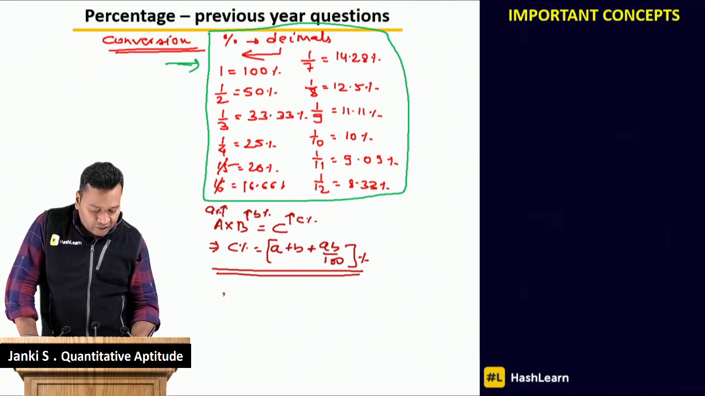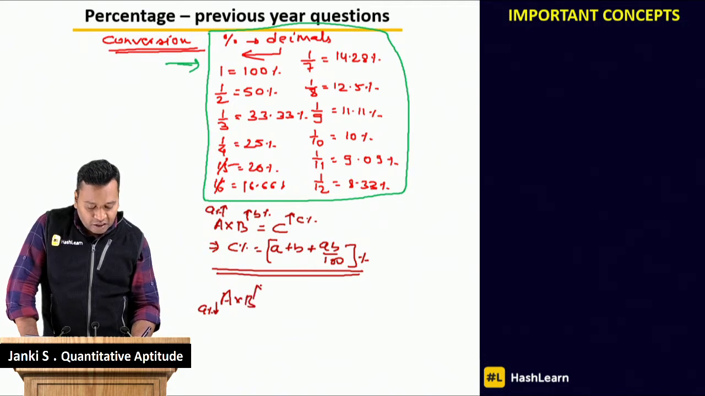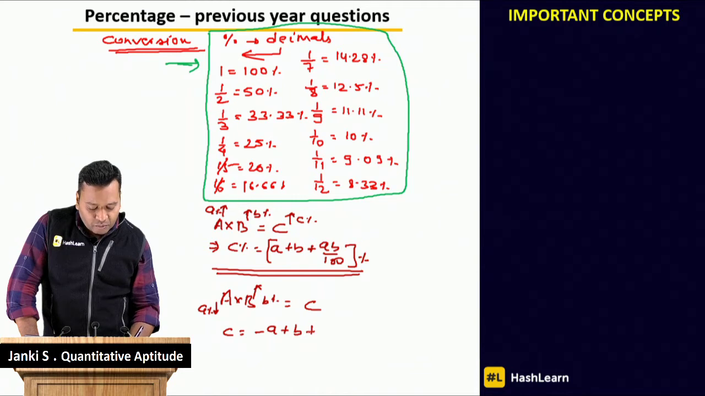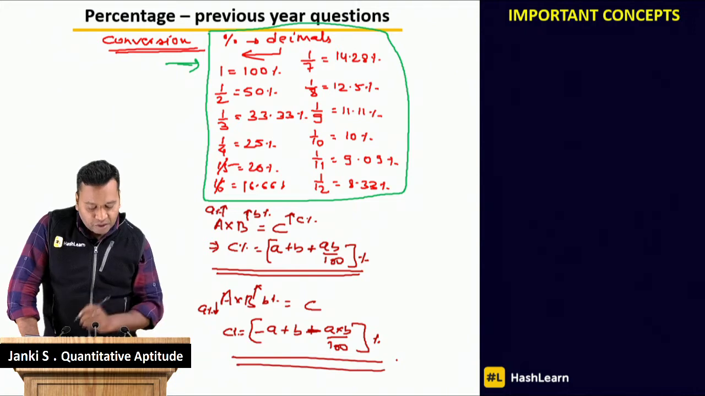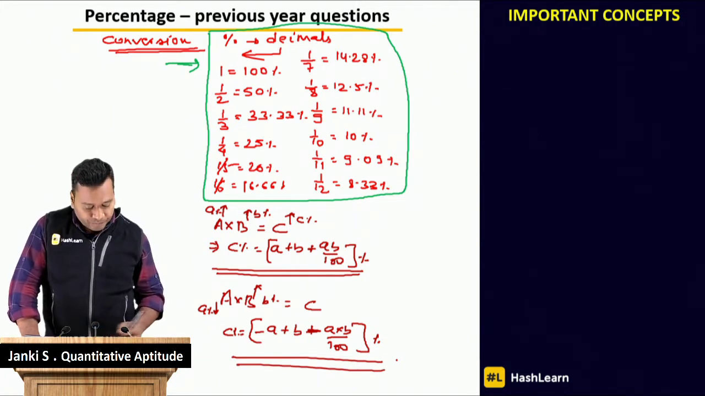That means suppose A is reduced by A% and B is increased by B%. So what is my overall change? My overall change C is nothing but, here it's a reduction, minus A plus B, and negative into positive is negative, so it's minus AB by 100%. That will be the overall successive change. That's the second important thing which you need to keep in mind, right?